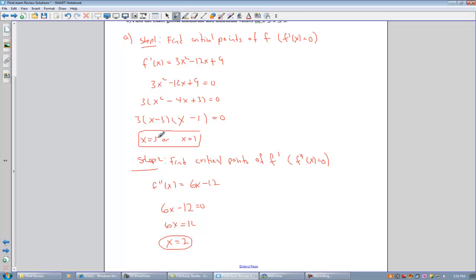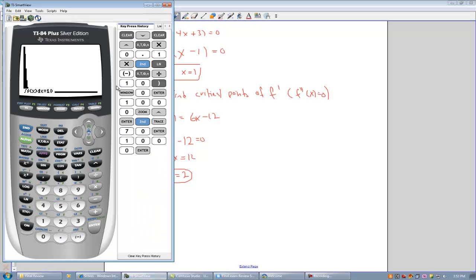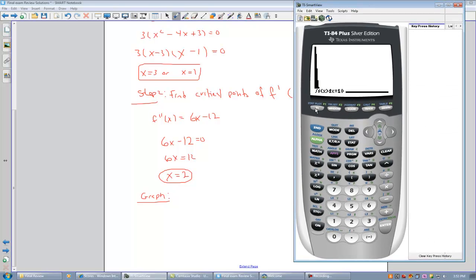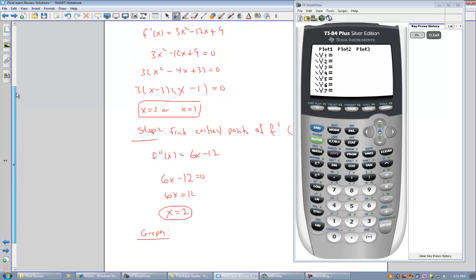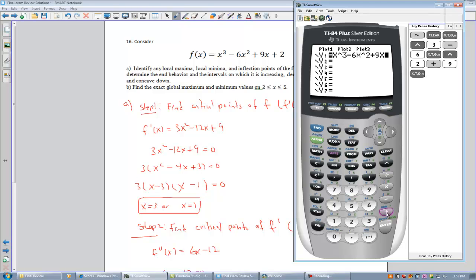All right. These points here tell me where to look when I make my graph. So the final step is just make a graph, and from the graph I should be able to read off all the things that I care about. And so I take out my calculator, and I want to hit y equals, clear this out, and graph my original function. So x cubed minus 6x squared plus 9x plus 2.